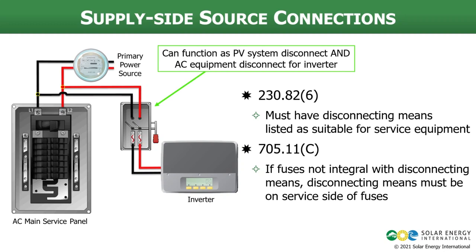Now, this disconnect in the diagram that we see here can be the PV system disconnect, and it could serve as the equipment disconnect for the inverter. They can be the same thing. Obviously, we're talking about supply side in this slide, but if it was a load side connection and there was a circuit breaker, that could serve as our overcurrent protection device for the PV output circuit and as the PV system disconnect. Those devices can serve multiple purposes.